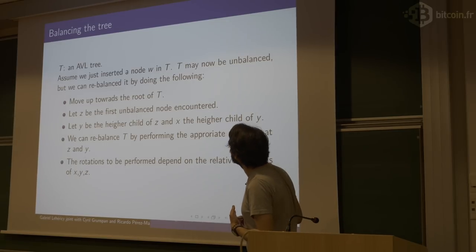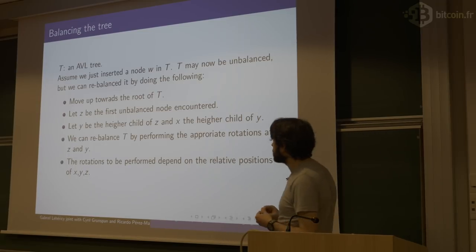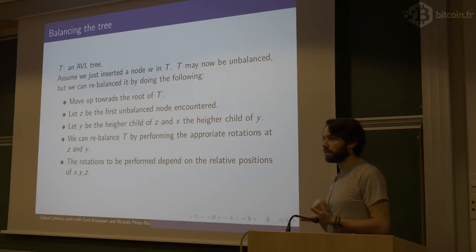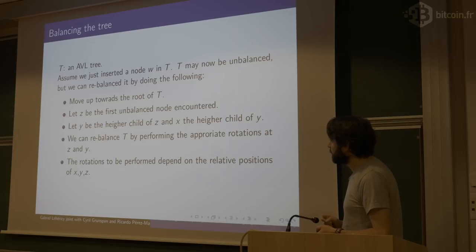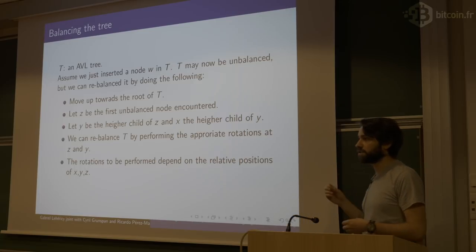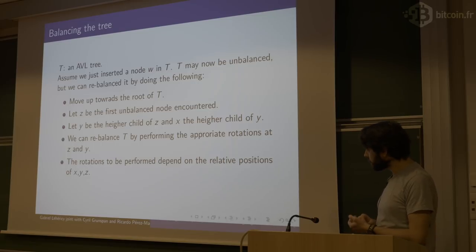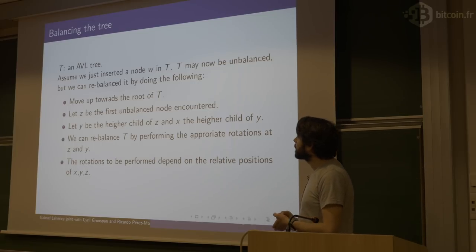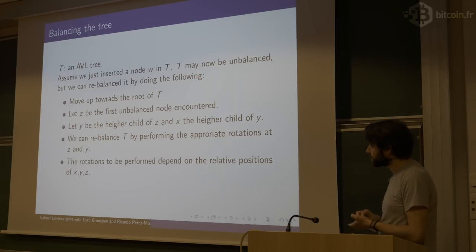So how do you do that? Assume you just inserted a node, but the tree is now unbalanced. What you do is you start from this new node, which you just inserted, and you move up towards the root of the tree. When you move up, you update the height of each node, because since you inserted, some heights may have changed. And with this new height, at some point, maybe you will encounter a node which is unbalanced. So you stop at the first node which is unbalanced, z.